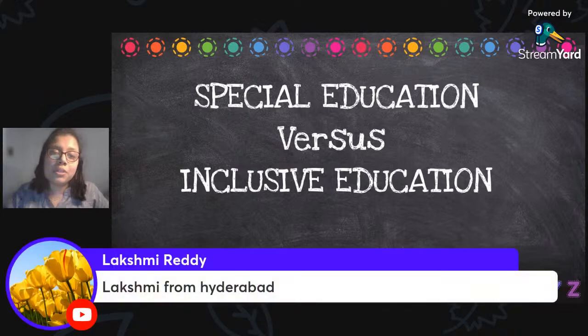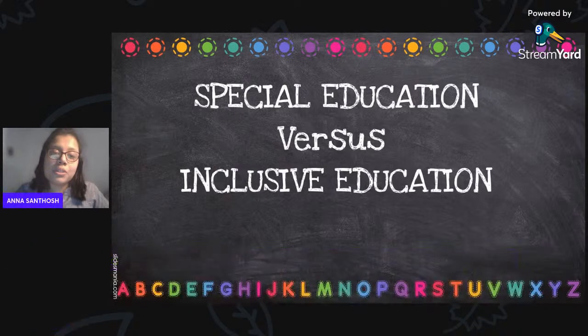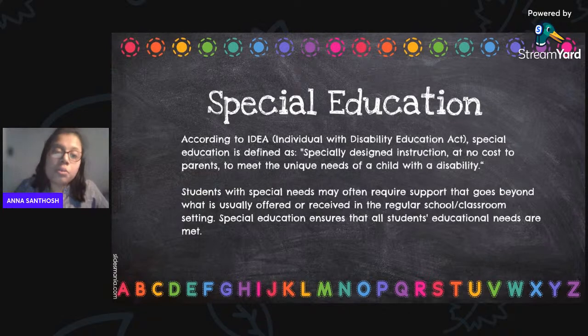Special education versus inclusive education. Special education, as you all know, is specially designed instruction at no cost to parents to meet the unique needs of a child with disability. This is a definition by IDEA. It's not like IDEA SIM, it's not like an IDEA surgery. It is the Individuals with Disabilities Education Act. It is for children, for people with disability. So this act is meant for individuals with disabilities.